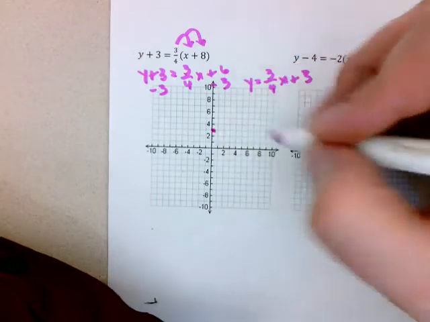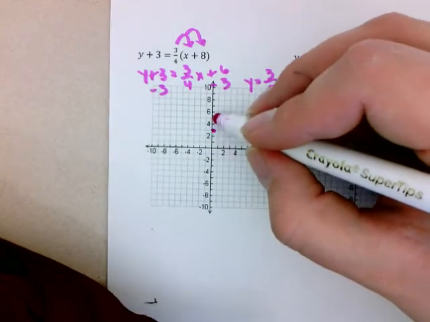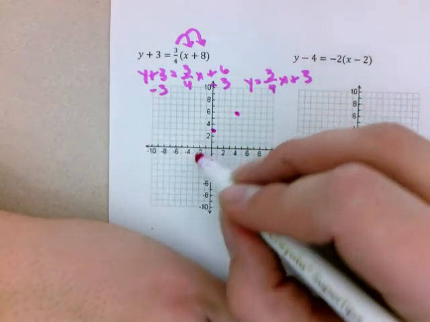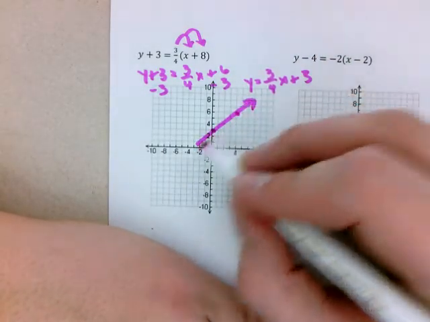So we're going to put a little dot here. We're going to rise 1, 2, 3. We're going to go over 1, 2, 3, 4. We're going to connect our dots. Be done with it.